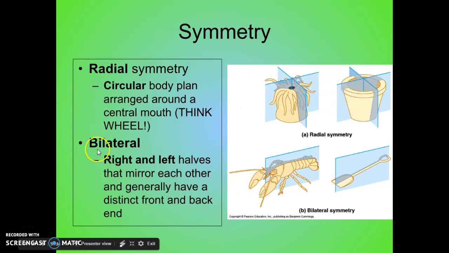Bilateral, remember that bi means two, lateral means side. So these guys, you can only go one way down the middle, and you have right and left halves that generally mirror each other and have a distinct front and back end. So we would have bilateral symmetry. I would highlight this whole slide.